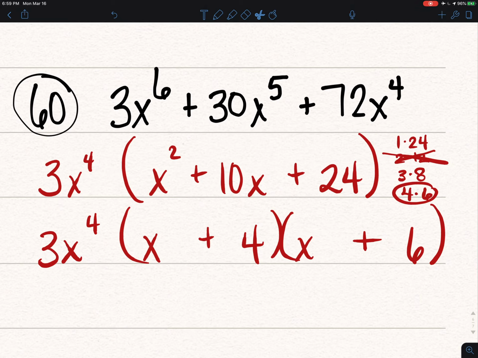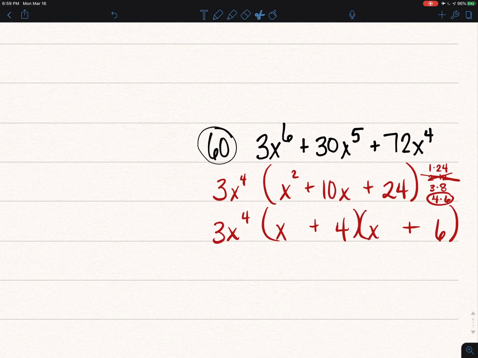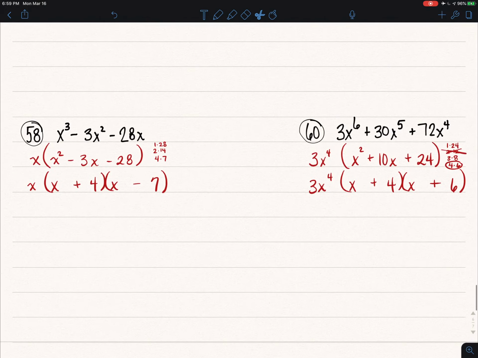Notice I would never have caught that mistake unless I was checking my answer by foiling. So once again, make sure that you always check your answer by running a FOIL check really quickly.